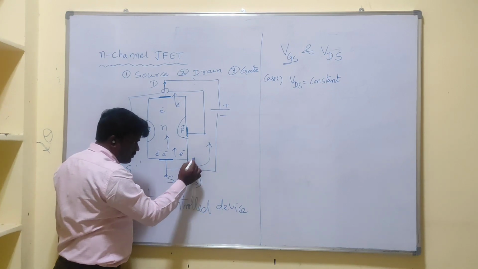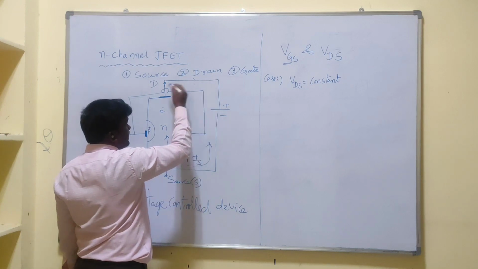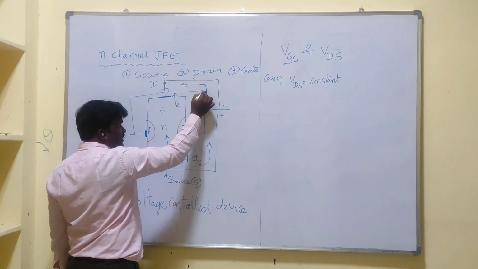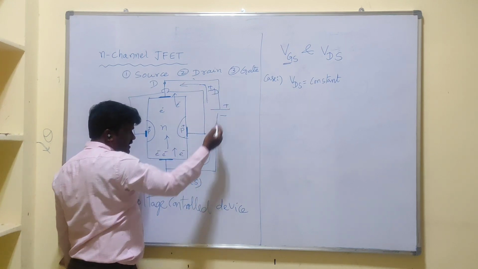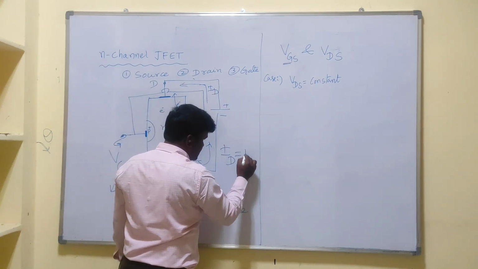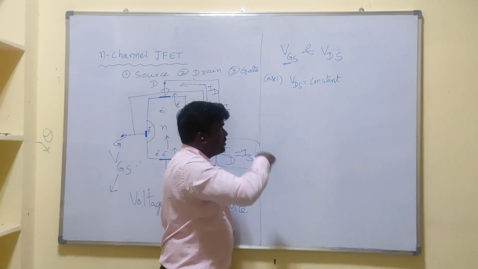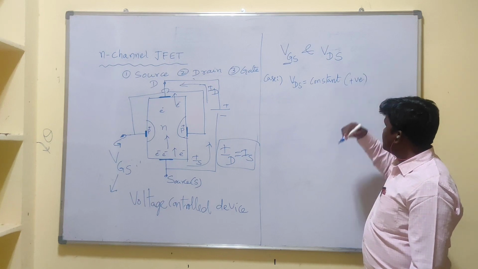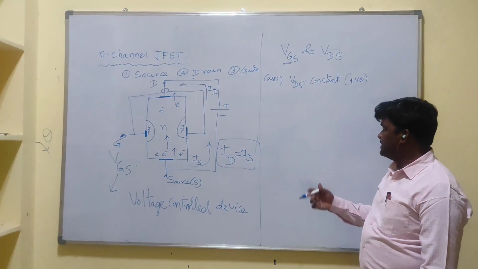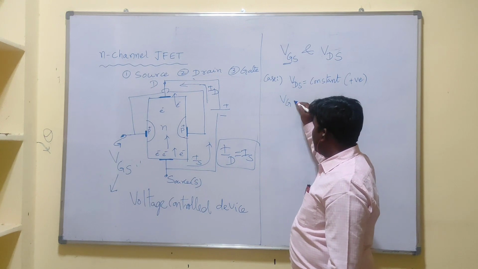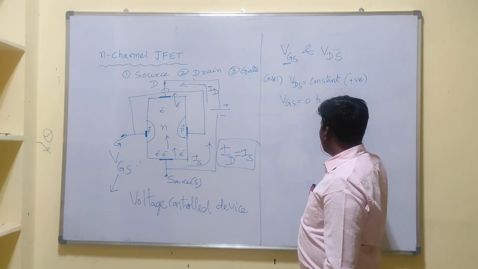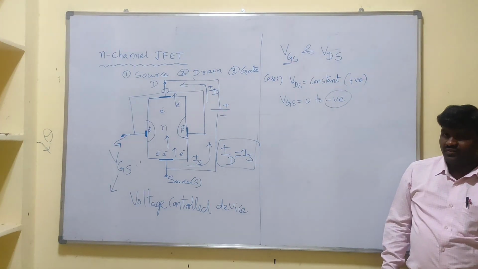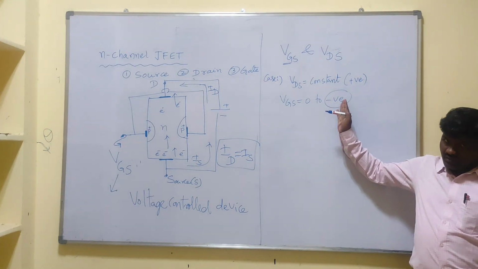At the source terminal, we have the source current Is, and as electrons are coming out of the bar, the conventional current direction at the drain is Id. So in this case, Id equals Is for the FET. If VDS is constant, let us say some positive voltage, and we vary the VGS, VGS varied from 0 to some negative voltage. We will consider negative voltage for the N channel JFET. Why we will consider negative? Okay, we will discuss later.